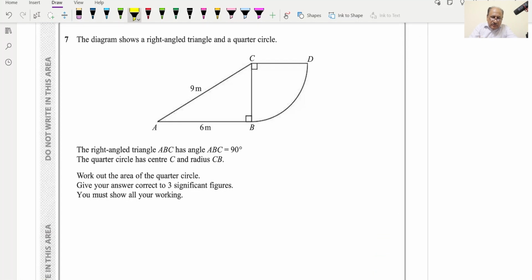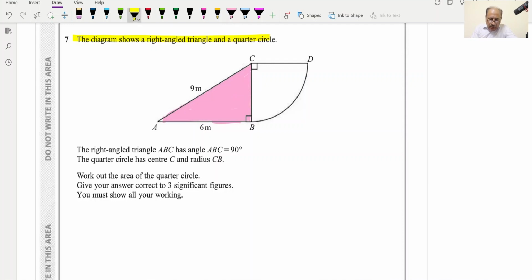Question number 7 says the diagram shows a right angle triangle and a quarter circle. So the right angle triangle is this one. We'll go through the remaining question and thoroughly understand what we have to do with this one.